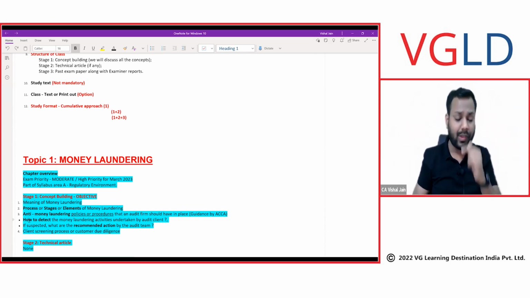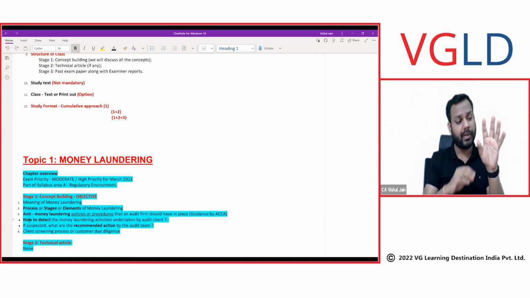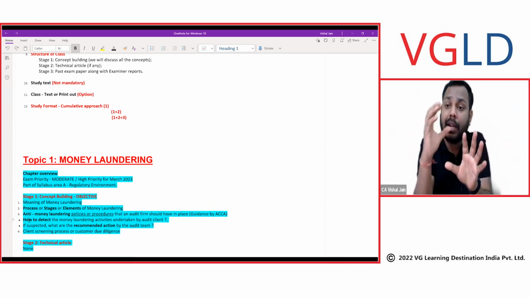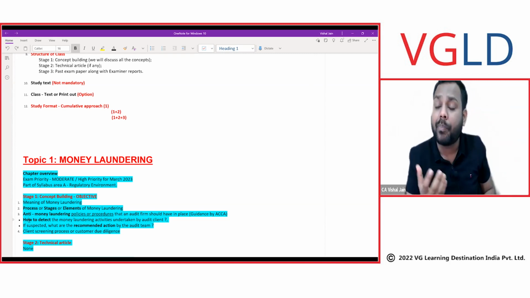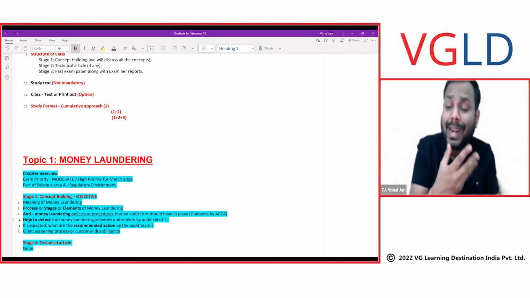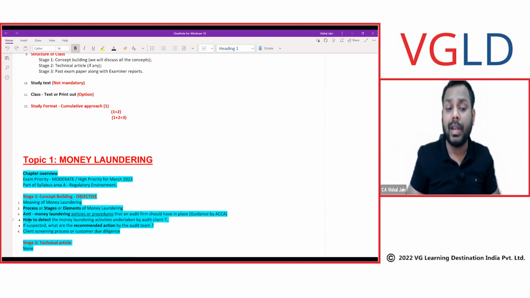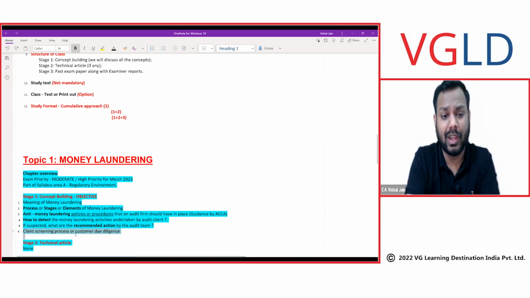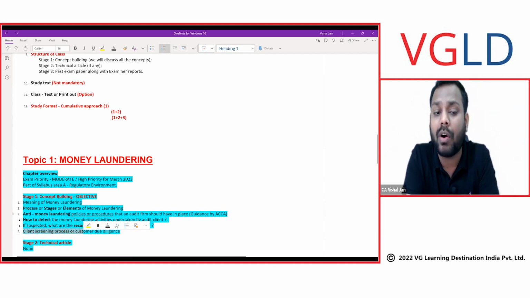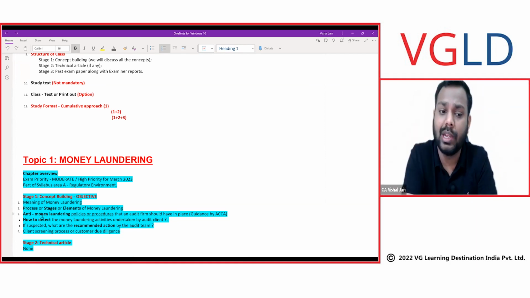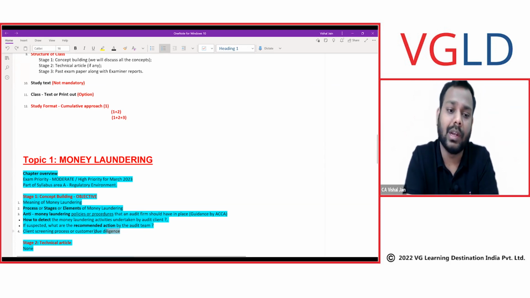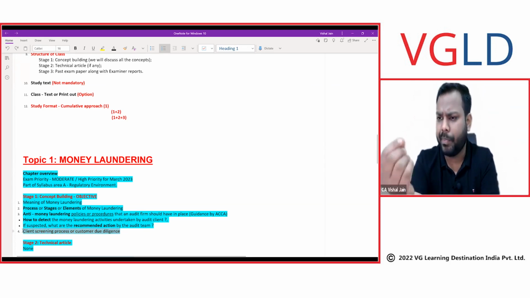So first, we will understand what is the meaning of money laundering. Then we'll understand how a money laundering transaction takes place. Then we'll understand what policies and procedures an audit firm should have to detect and report money laundering. Now, the client screening process. The client screening process is a part of the anti-money laundering policies and procedures. We'll study it since it's a very important part and has gained importance in current years. So I'll just give you a brief about it.